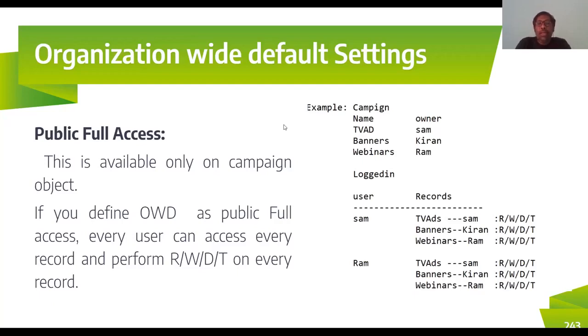Whereas coming to public full access, everybody will have full access. Everybody in the org can access anything. They can do read, write, delete, transfer, everything. On the right hand side, you can see Sam is the owner of the record called TV ADS, but Kiran and Ram also have the same access permission that Sam has. Similarly for Ram, whatever access Ram has, Kiran and Sam also have it. So this is called public full access.